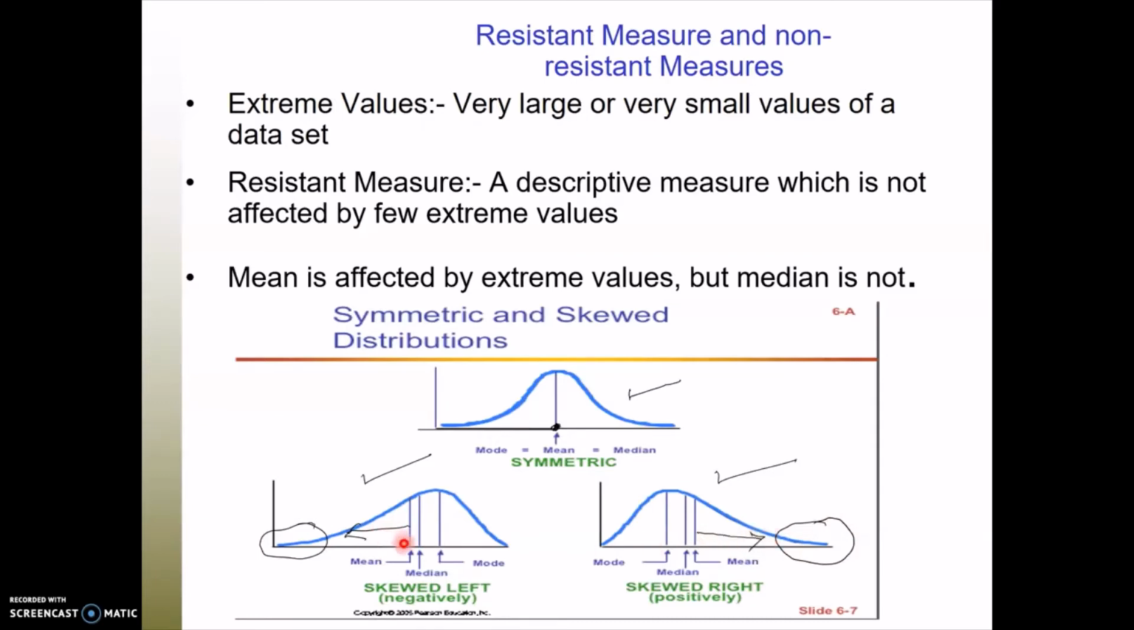So if the distribution is left skewed, the mean is less than the median, and median is less than the mode. And if the distribution is skewed to the right, the tail is on the right side, the mean is on the right side of the median. And when a number is on the right side of another number, it means it is a larger number.